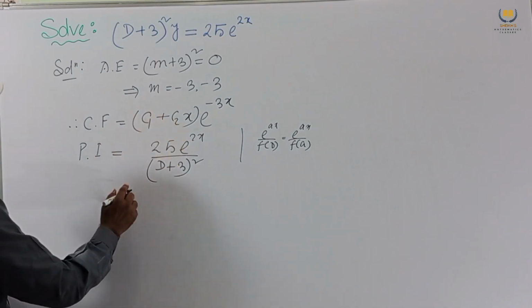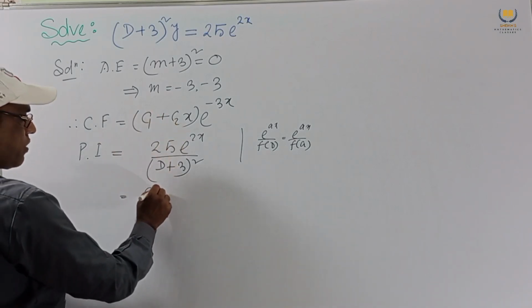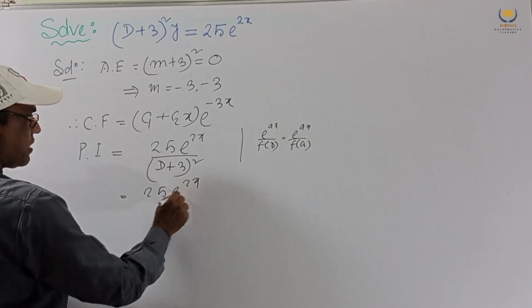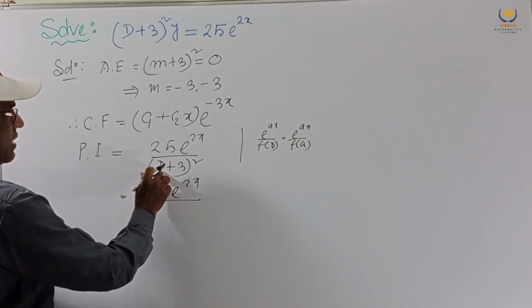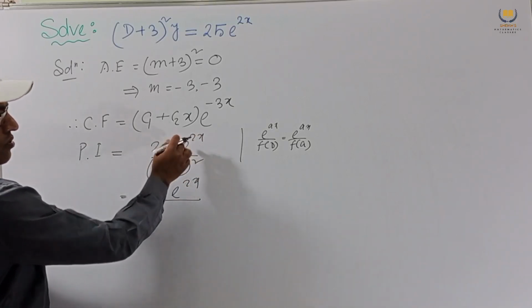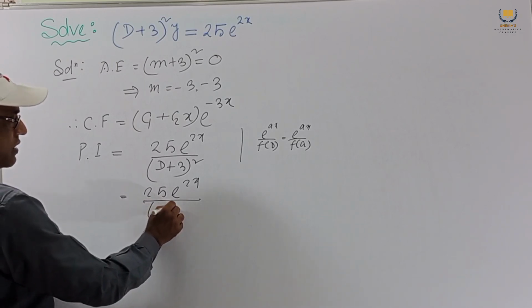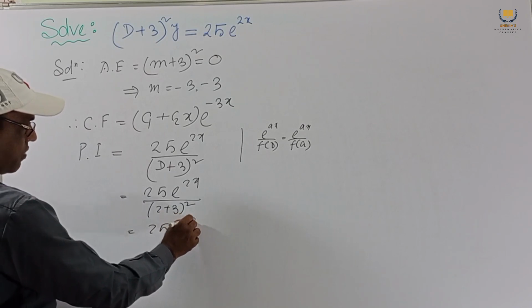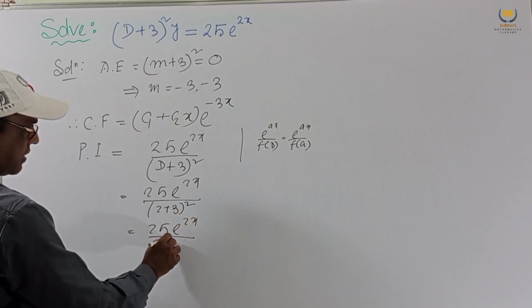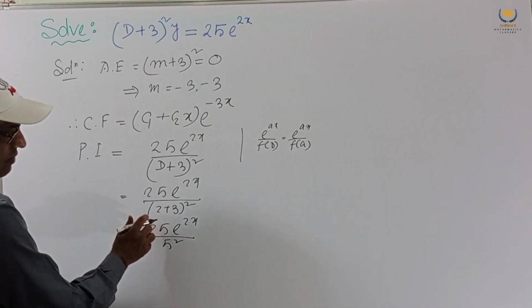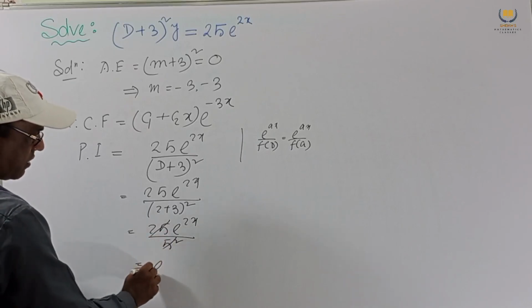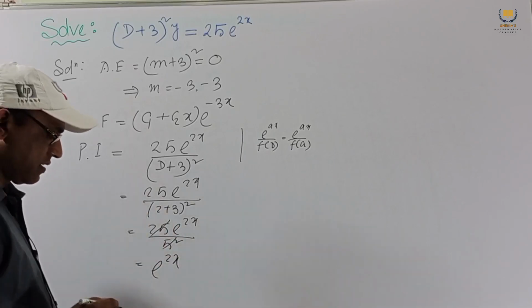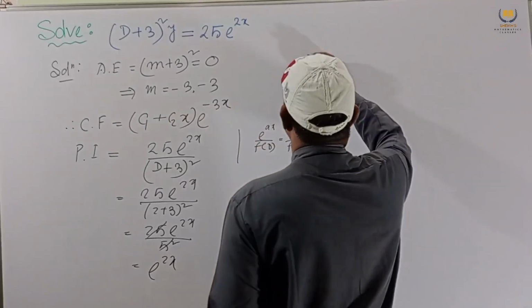If it is non-zero, after putting the value 25 e to the power 2x and putting D equal to the coefficient of x, which is 2, we get (2 plus 3) whole square, 25 e to the power 2x. This is 5 square, 5 square means 25, this one cancels, we get e to the power 2x. This is our particular integral.